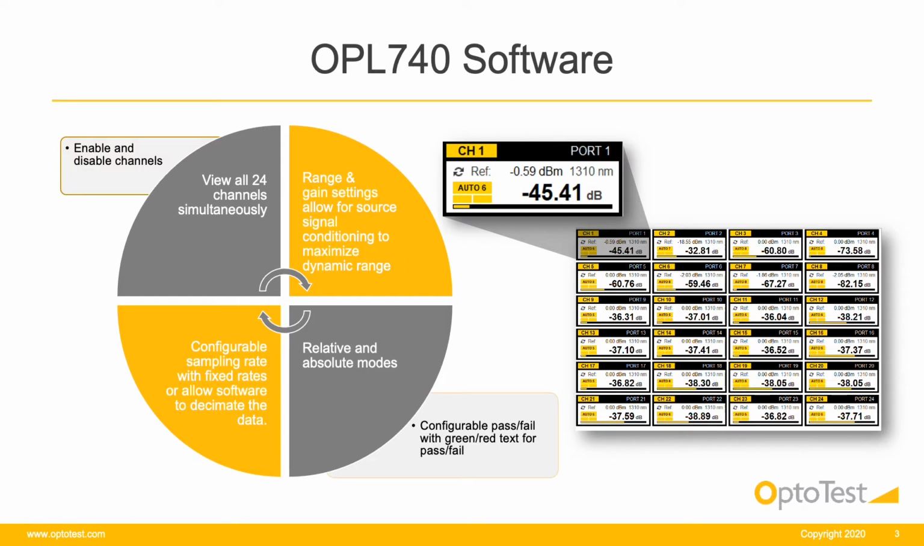The software allows the user to configure the sampling rate with fixed rates of 8, 16, 32, 64, and 128 microseconds. Or the user can enter any value between 8 microseconds and 10 milliseconds, and the software will select the appropriate sampling rate and decimation level to yield the proper effective sampling rate.